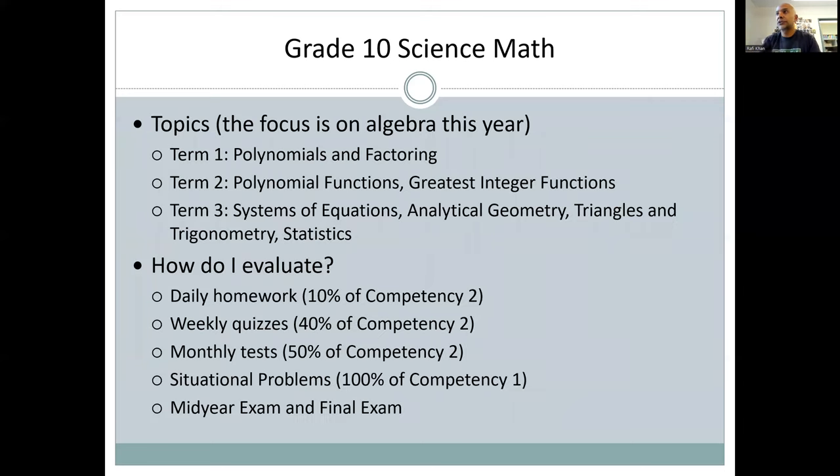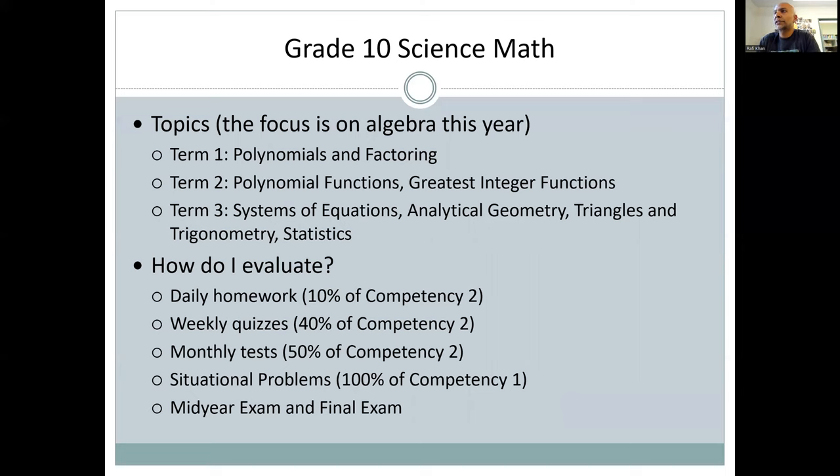We've got three terms this year. We're back to three terms. The topics themselves are not as important as the fundamental premise that this grade 10 science math course is very heavy on the algebra learning. We further develop skills that students were taught back in grade 8 and grade 9, and it is a very, very heavy algebra course.